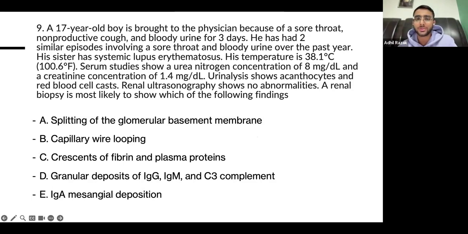We have a 17-year-old boy who was brought to the physician because of a sore throat, non-productive cough, and bloody urine for 3 days. He has had 2 similar episodes involving sore throat and bloody urine over the past year. His sister has SLE. He has a fever of 38 degrees. His serum urea nitrogen concentration is 8 mg per deciliter. Creatinine is 1.4. Urinalysis shows acanthocytes and red blood cells. Renal ultrasound shows no abnormalities. A biopsy would show which of the following?